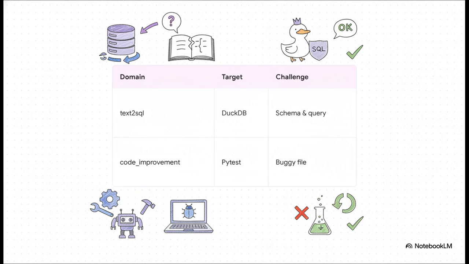Does the predicted SQL's actual result set match the gold standard in a throwaway DuckDB? On the flip side, the code improvement domain evolves a bug-fixing prompt. It gets a buggy Python file, and it only survives if the AI's patch makes a PyTest command exit with a 0, meaning it actually fixed the bug.